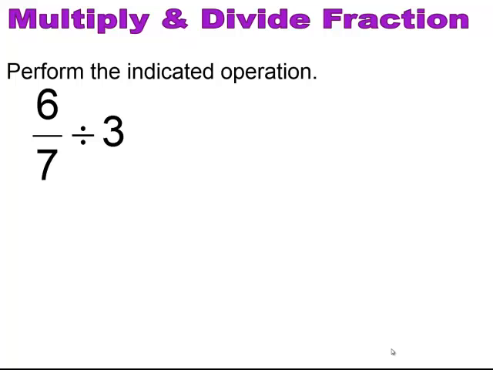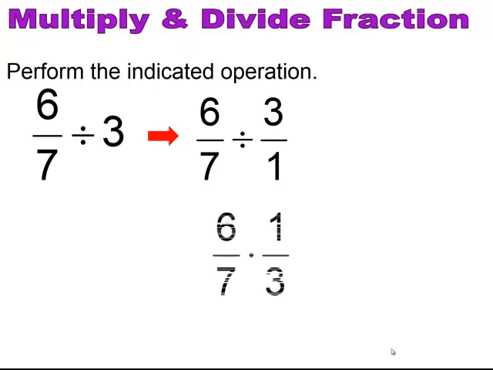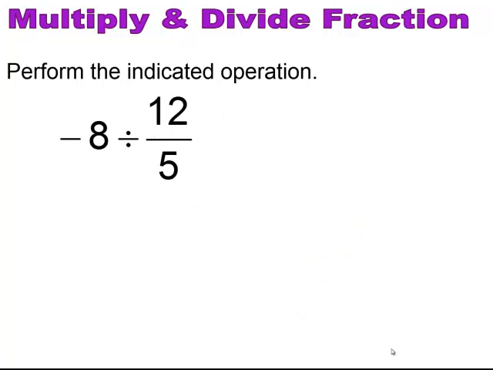Pause and try. Putting that whole number over 1, keep the first fraction, change it to multiplication, flip the second fraction, simplify, multiply across. Your solution here is 2 over 7. Pause and try.